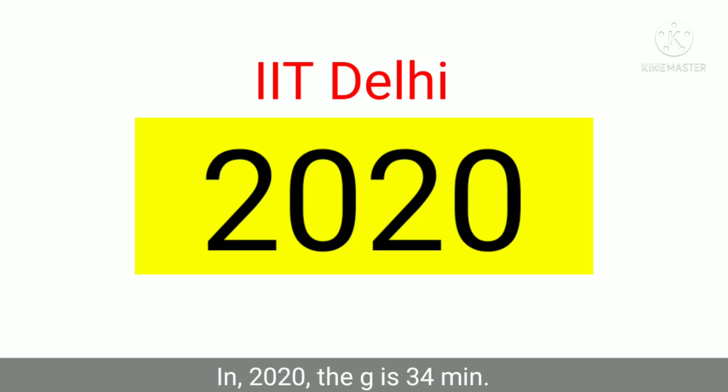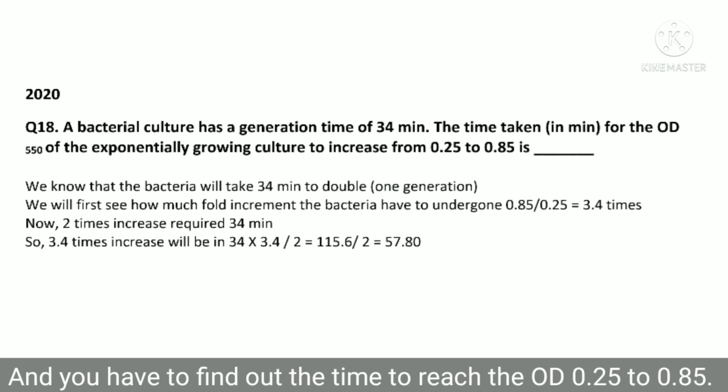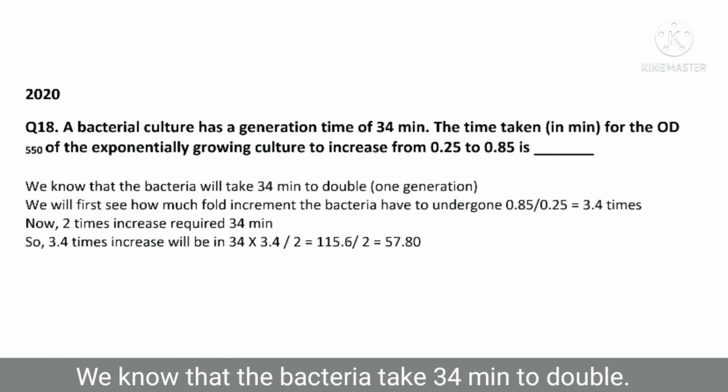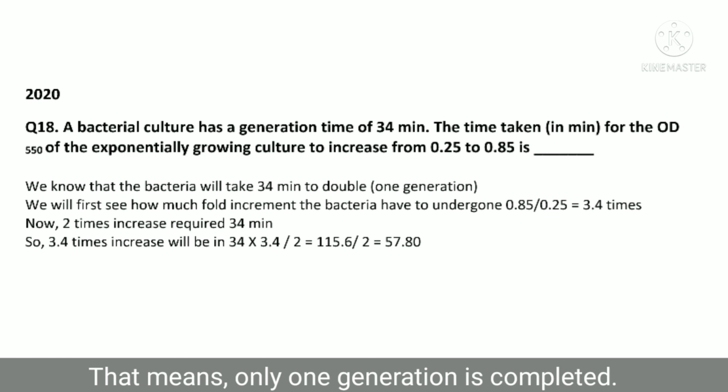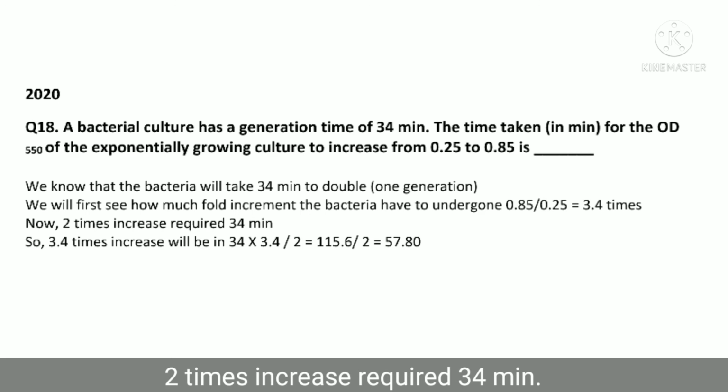In 2020, the generation time is 34 minutes and you have to find out the time to reach the OD from 0.25 to 0.85. So we know that the bacteria will take 34 minutes to double. That means only one generation is completed. So here 3.4 times increment is required. So 2 times increase requires 34 minutes and 3.4 times increase requires 57.80 minutes.